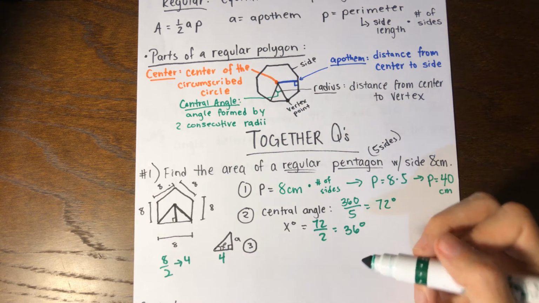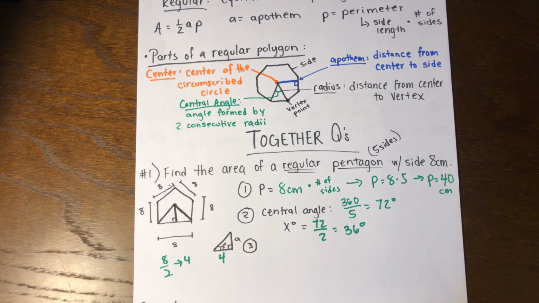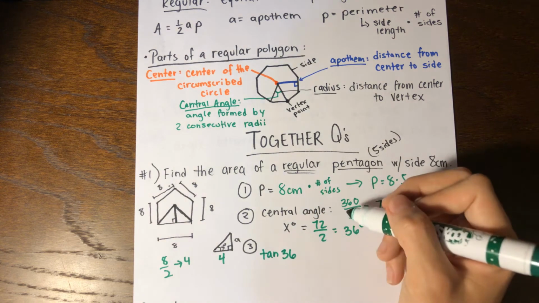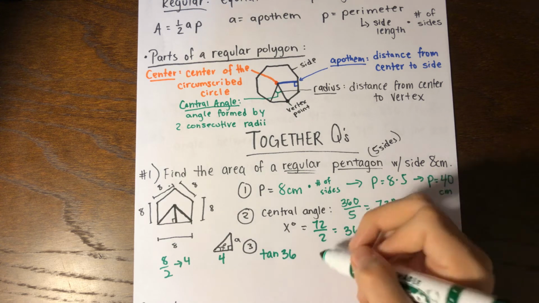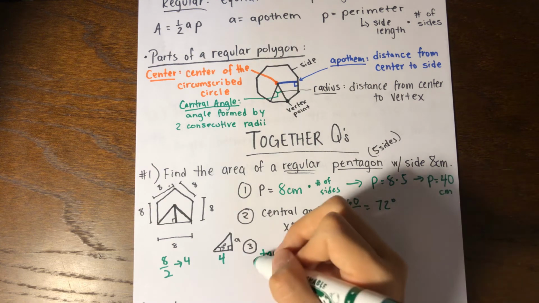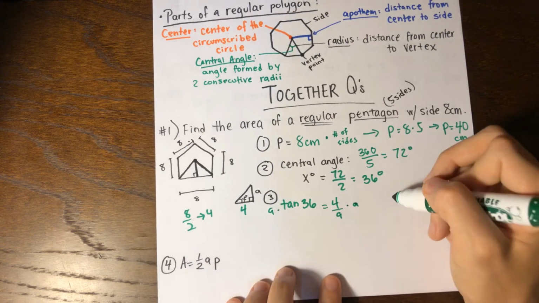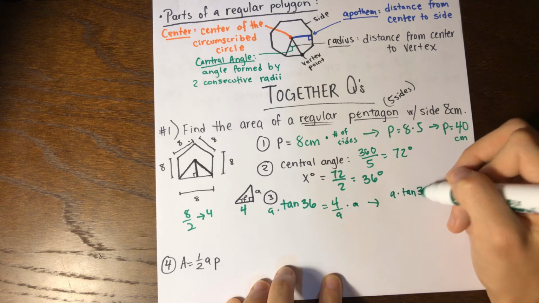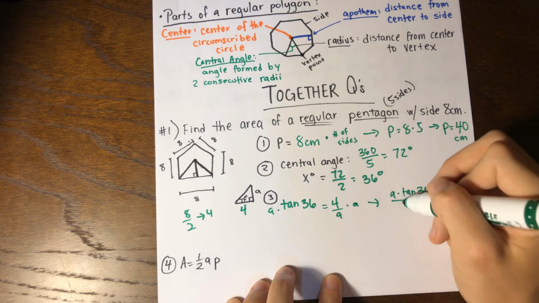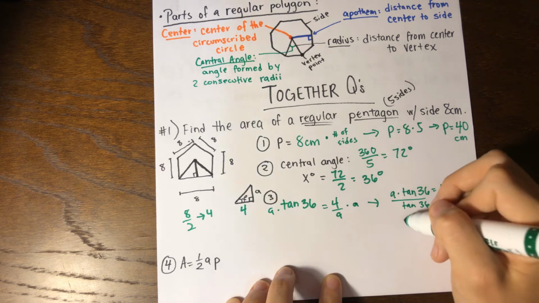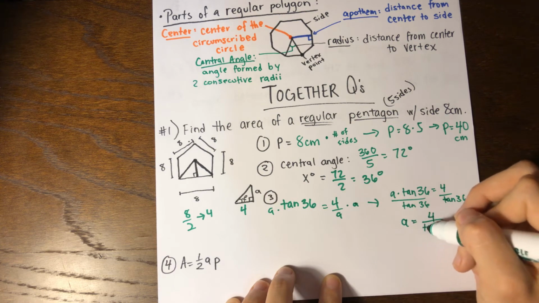Okay, so now we're going to use this. We're missing the apothem, but we're solving for it. So we're going to take the tangent of 36, that was our degree, that's our x, is equal to 4 over a. I'm solving for a, so I multiply by a to both sides. I get a times the tangent of 36 is equal to 4. Divide by the tangent of 36 to both sides, so a is equal to 4 divided by the tangent of 36.